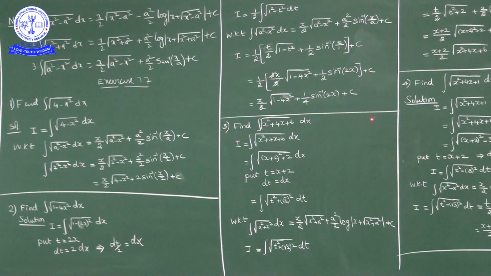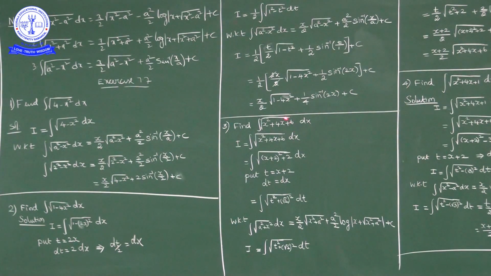Okay. Next question. Find integral square root of x square plus 4x plus 6 dx. Here x square plus 4x plus 6, but this 6 I will write as 4 plus 2.